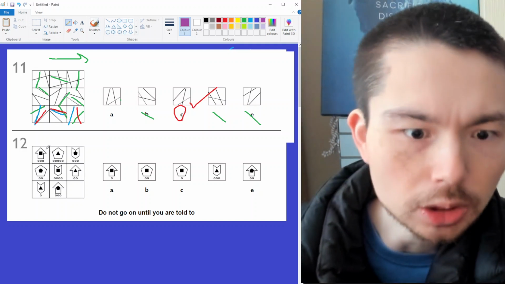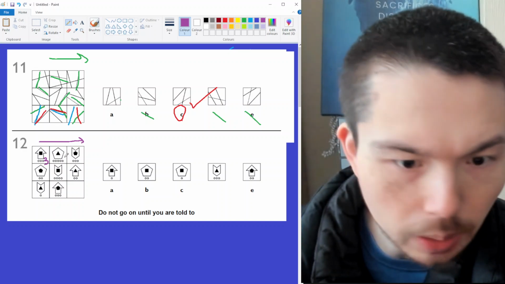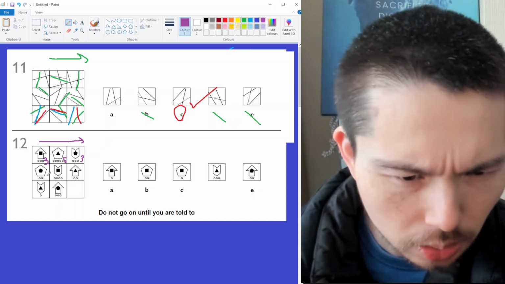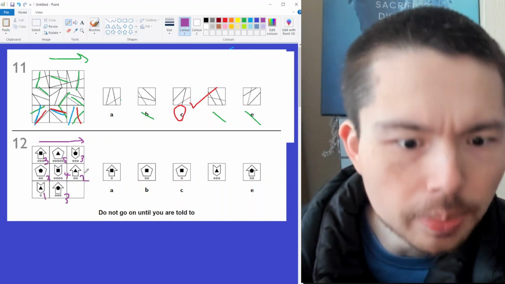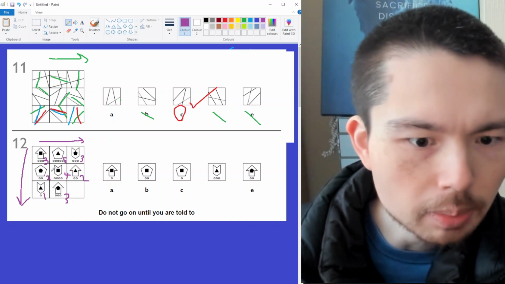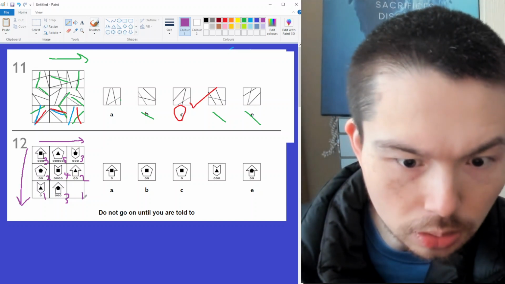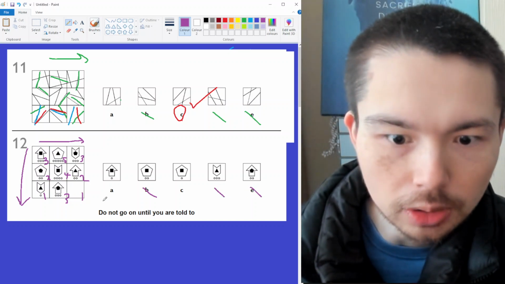Question 12. Let's do a proper question. Go across. What stands out to me? The little dots. Straight away count the dots. 3, 5, 3, 2, 4, 2, 1, 3. Go down. Find a pattern. 3, 2, 1, 5, 4, 3. Going down 1. 3, 2, 1 dot. Cross them off. What's the difference between A and C?